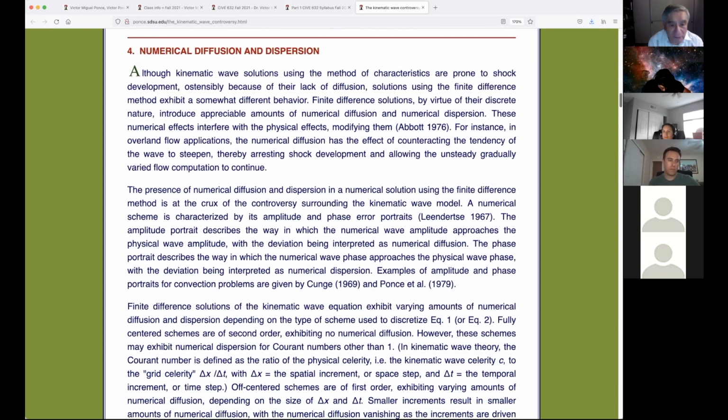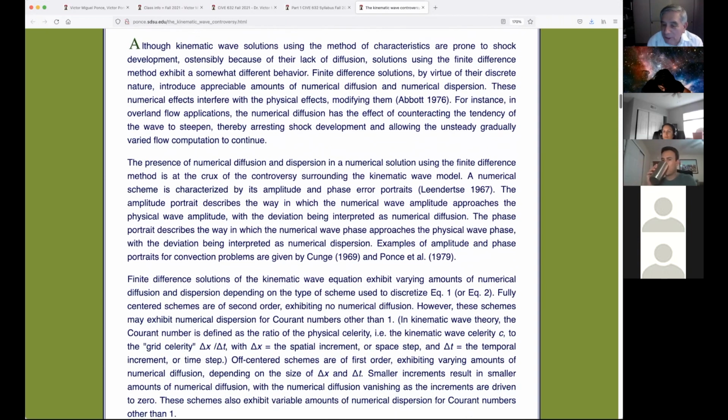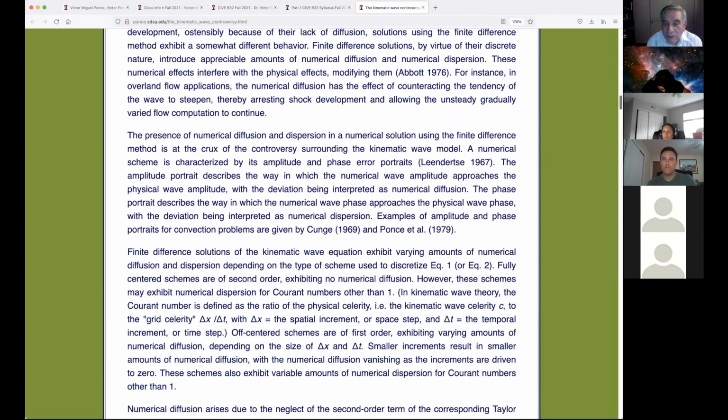I'm going to try to speed up here, otherwise we will not finish. We already heard about numerical diffusion and dispersion. We heard about amplitude and phase portraits for convection problems. They were presented for the first time by Cunge, albeit in an incomplete fashion, not 100% correct. And then we did it in '79, and then subsequently in the year 2016 with the work of Vavia, we put it in a calculator, and now at this point, the issue of amplitude and phase portraits of the Muskingum-Cunge has been settled.